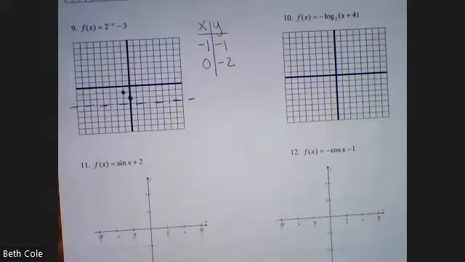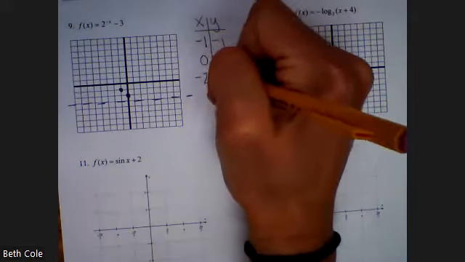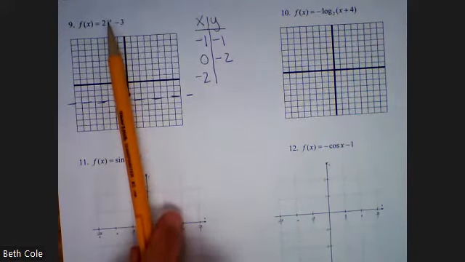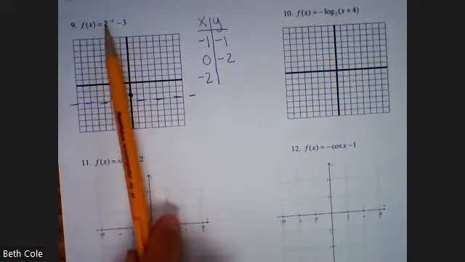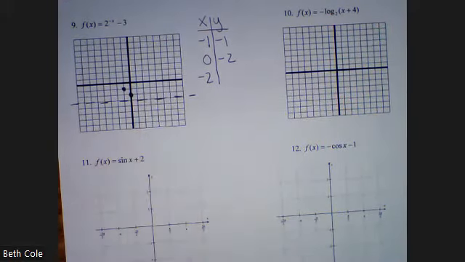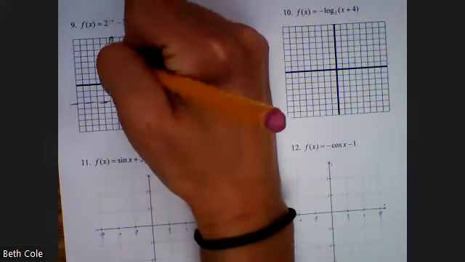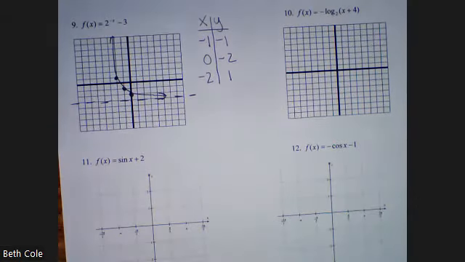And then I would just like one more point. What do you want to try and plug in? Do -2. If you plug in a -2, the negatives cancel, it'll be +2. 2 to the second, 2 squared. Perfect. 4 minus 3 is 1. So -2, 1. And oh my gosh, it is sloping downwards. That's because of the reflection.